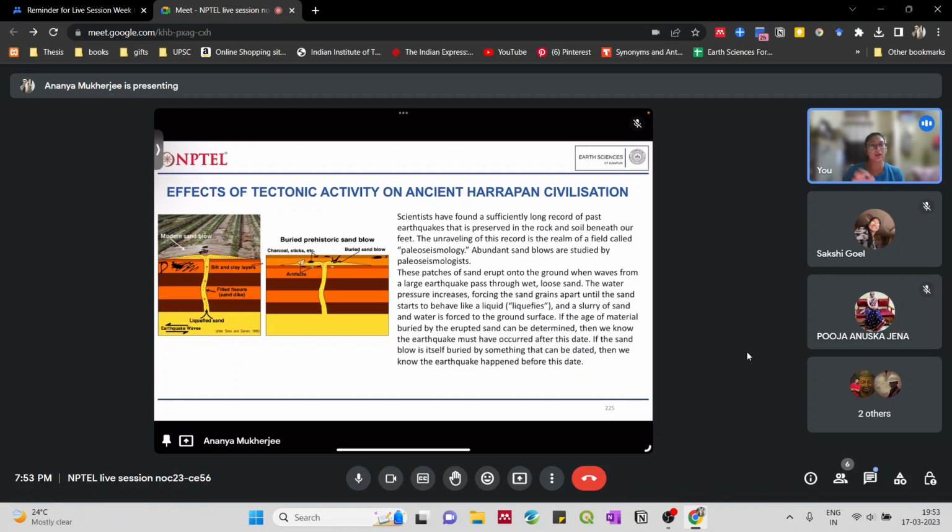So this is how we use such features associated with earthquakes, as well as the burial mechanism that takes place with respect to geomorphic features. We can use these features to understand paleoearthquakes in the region, and then understand the paleoseismic nature of that region.